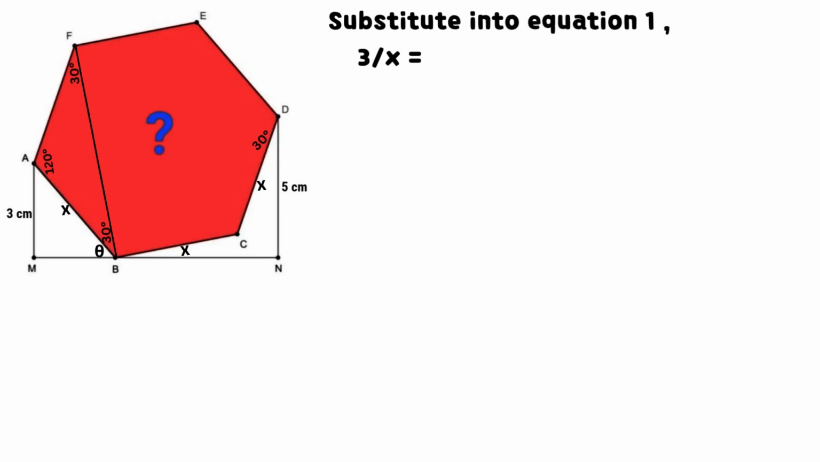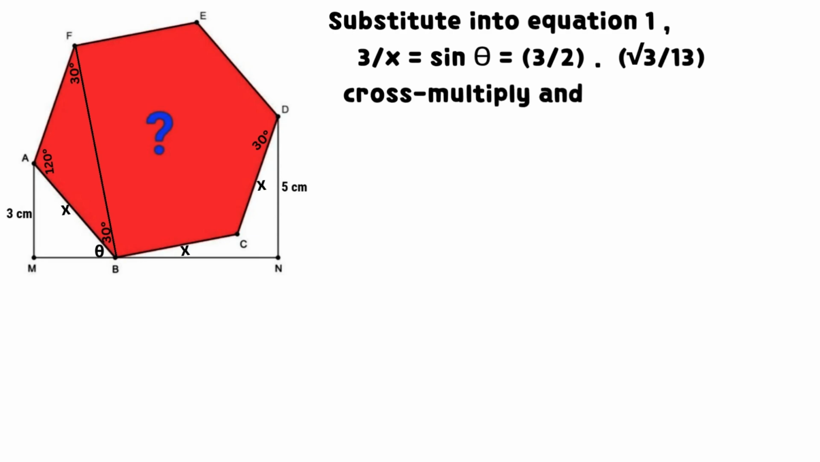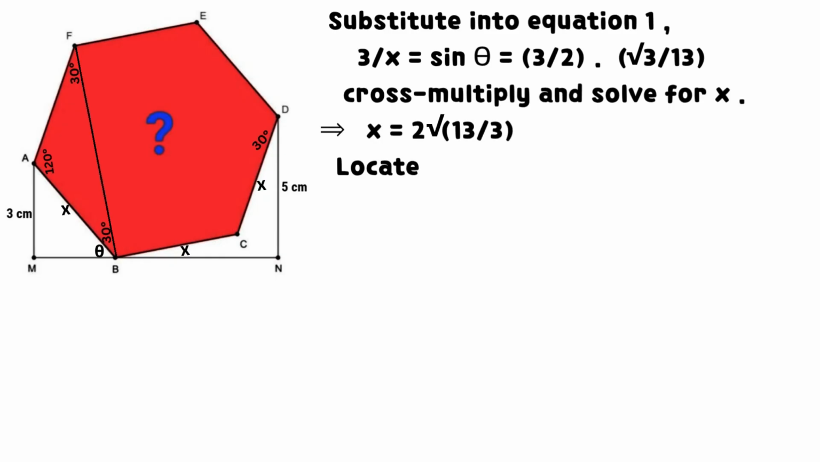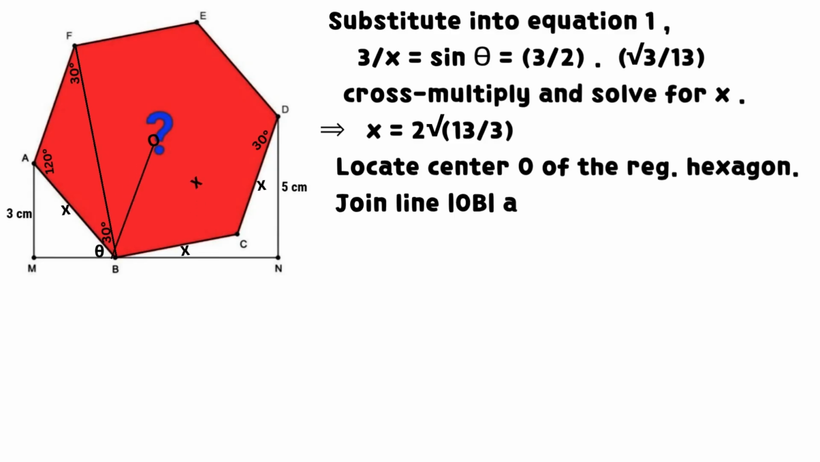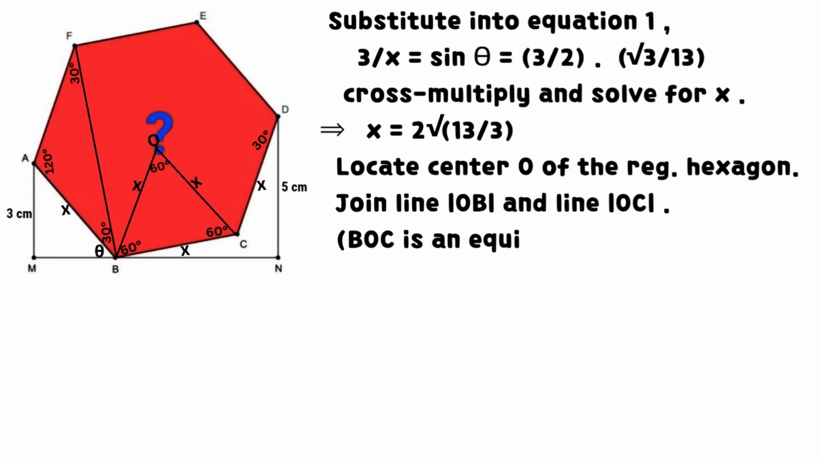Substitute into equation 1. 3 divided by x equals sine theta, which equals the product of half of 3 and the square root of 3 divided by the square root of 13. Cross multiply and solve for x. This implies that x equals 2 times the square root of 13 divided by 3.